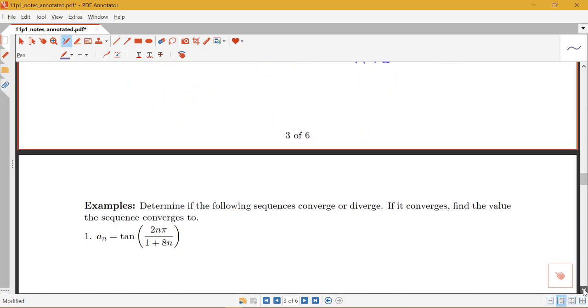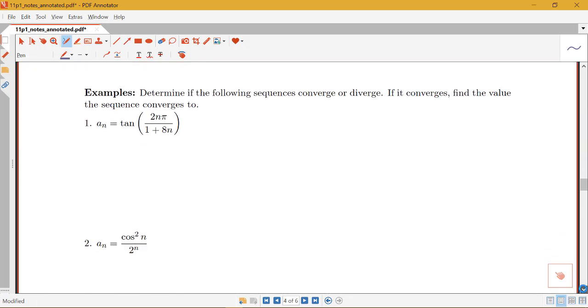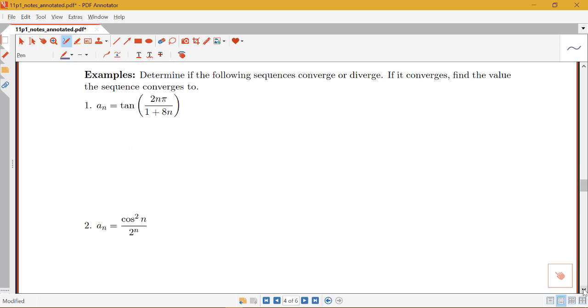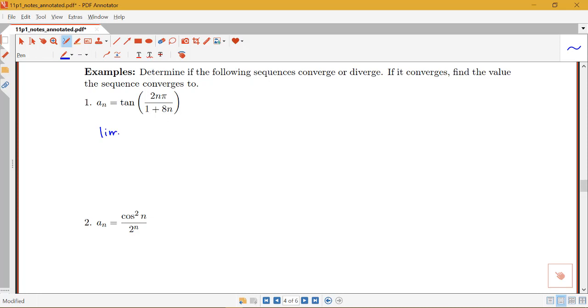So let's look at our first example here. Again, in each one of these, we're trying to determine if the sequence converges or diverges. So we have an is equal to tangent of 2n pi over 1 plus 8n. Notice this is a situation where I have a composition of functions. I have this inside function here, and then I have tangent of that. So we're going to be making use of that result that talks about when I can pull the limit inside. So I have the limit as n goes to infinity of tangent of 2n pi over 1 plus 8n that we're trying to compute.